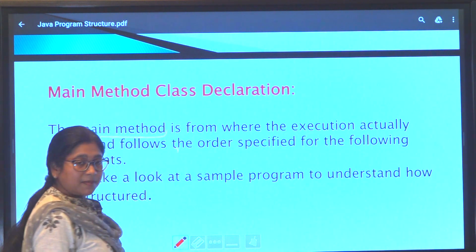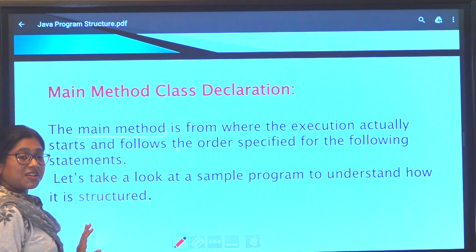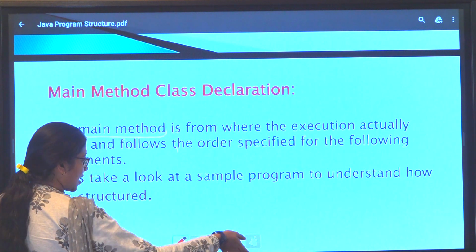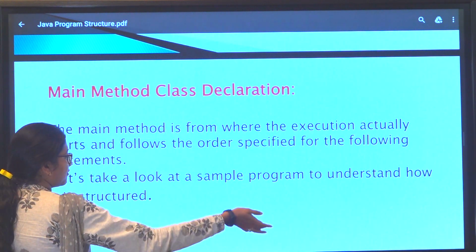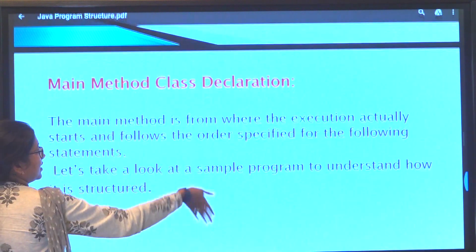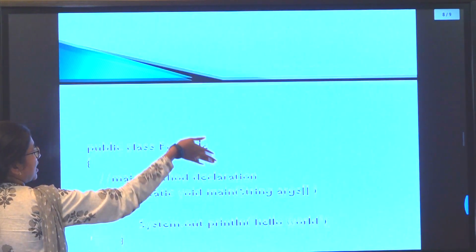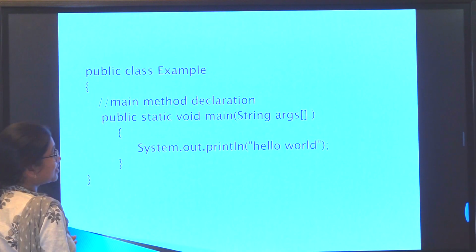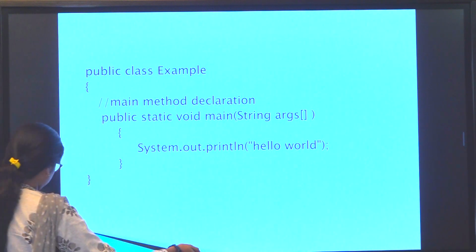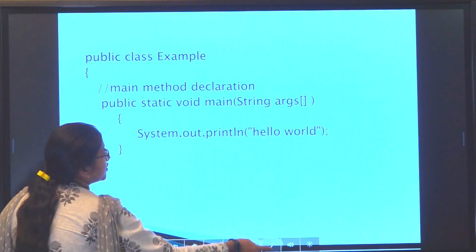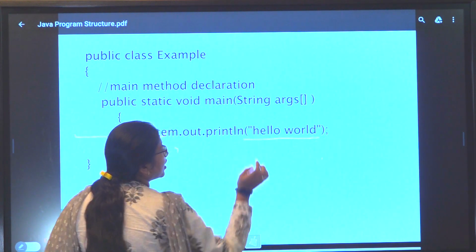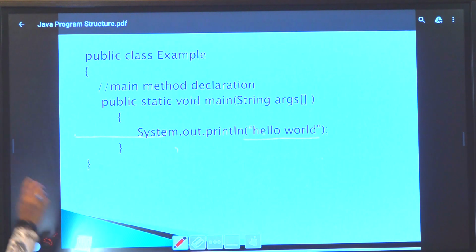So with the help of a simple example, we can understand the structure of a Java program. Let's see a simple Java program through which we can display a string on the screen. It is a simple program that writes a single string, hello world.